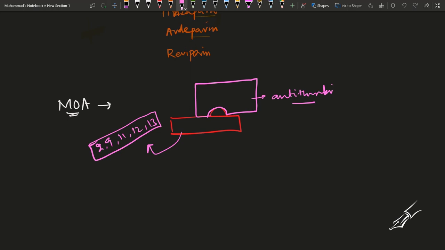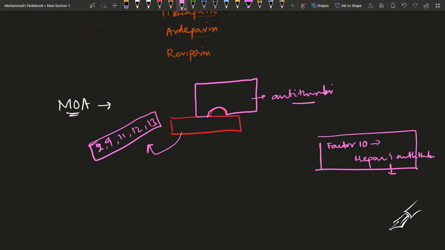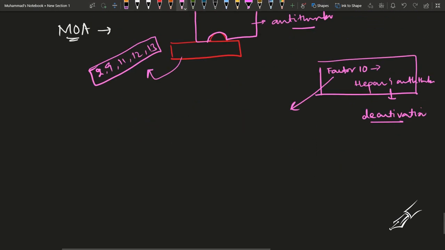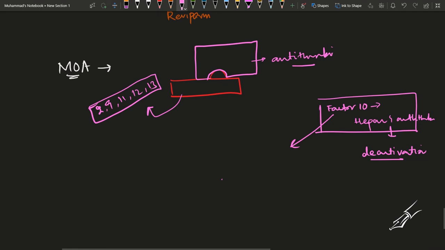But we have also discussed that factor 10 does not need to be simultaneously bound to both the heparin and antithrombin for its deactivation. It can be deactivated only by its binding to the antithrombin, like this, which induces a conformational change in it and thus inactivates it.